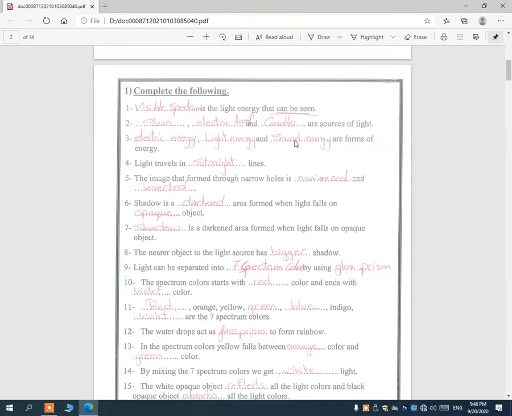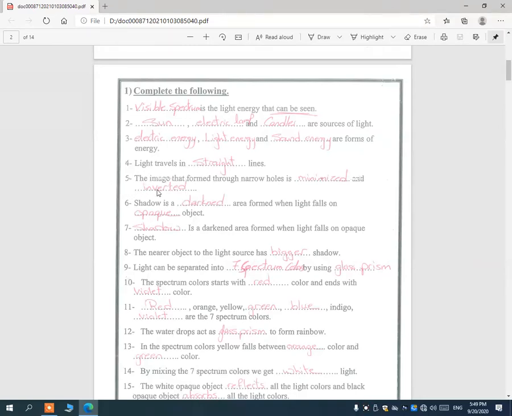Dots and dots and dots are forms of energy. What are the forms of energy? We have many forms of energy. You can write any form of energy, like electric energy, light energy, sound energy, kinetic energy, magnetic energy. Number 4, light travels in dots lines. Light travels in straight lines.